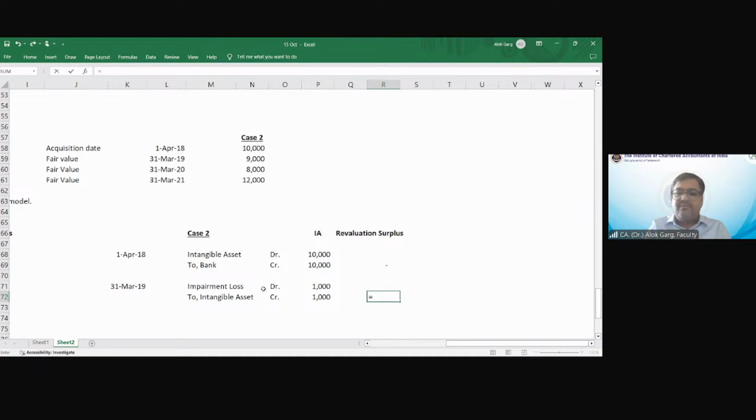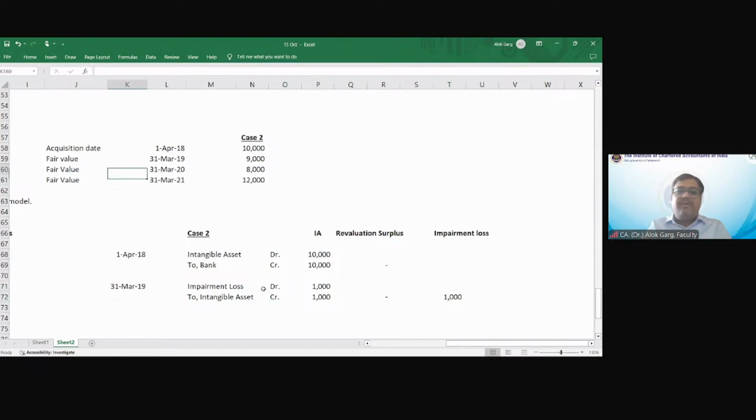What is the value in revaluation surplus? Nothing. Zero. And what is the amount of impairment loss which we have debited in the P&L? 1,000. It is not a balance sheet number. It is a P&L number. I'm just writing how much I have debited.